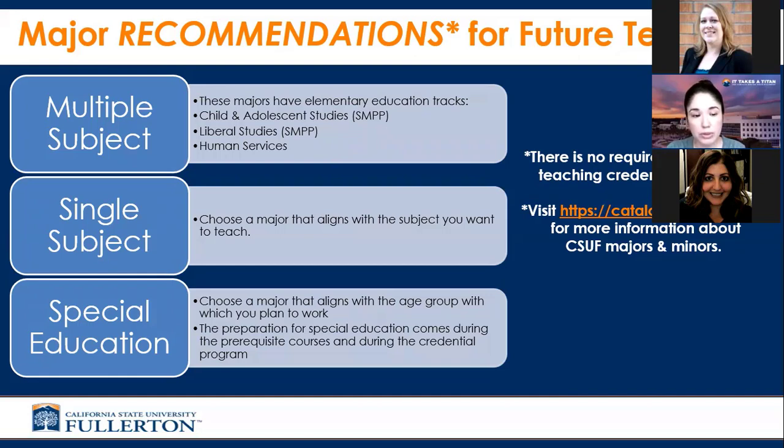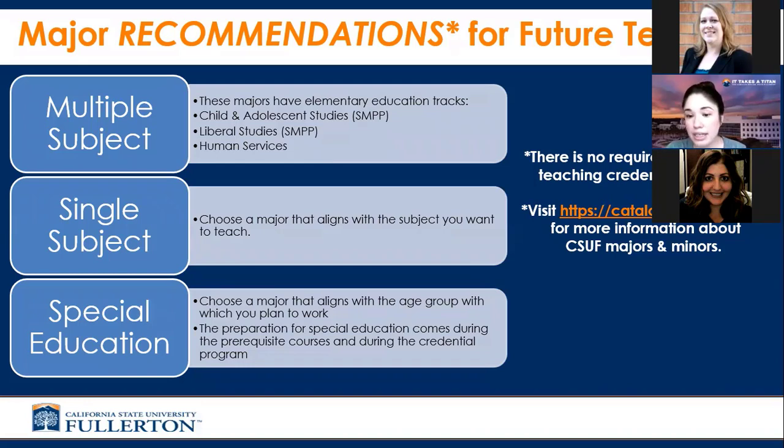And so for multiple subject, we recommend these majors, which are child and adolescent studies, liberal studies, and human services. These three majors have an elementary education track or concentration. So they really set you up nicely for that next step into the credential program. Again, not required for you to do these majors. So if you're not in one of these, don't worry. But they are a great major for that goal of being an elementary teacher.